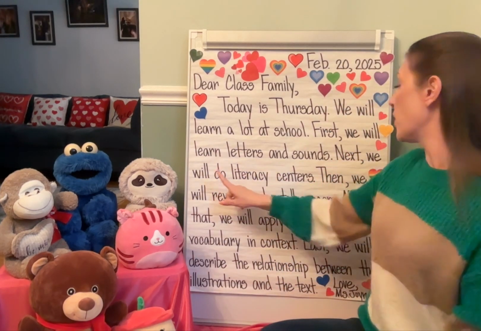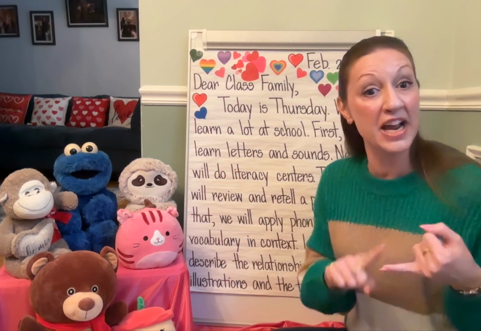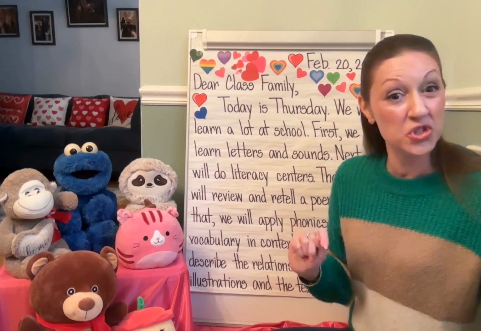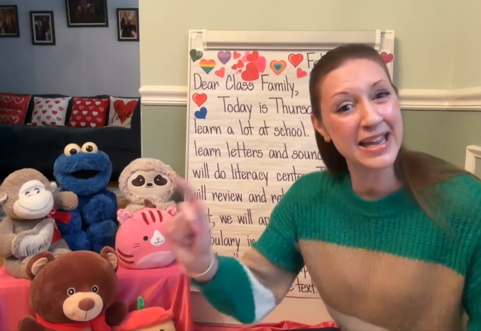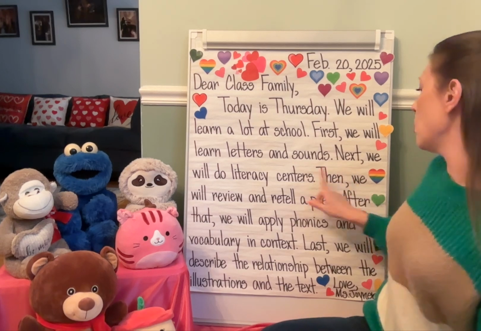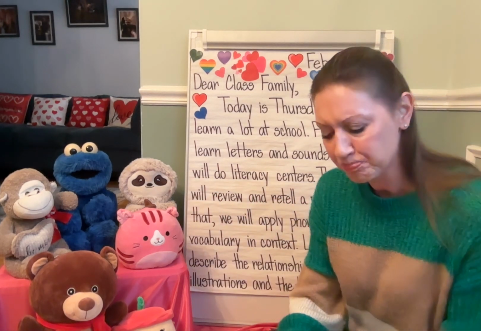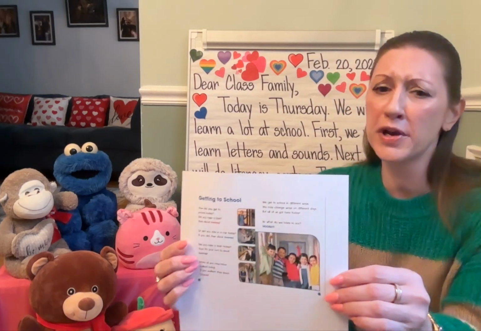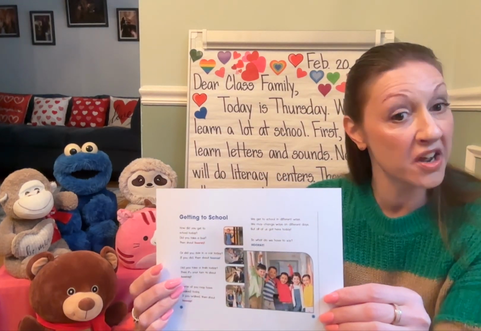Okay, next we will do literacy centers. We'll write the room. We have CVC words to write down. We have Lexia Core 5 reading program on our iPads. We're going to read books. We have some other box centers within the classroom and meeting with teachers in small groups. Then we will review and retell a poem. And remember, good readers do this as they reread, they review and retell things.